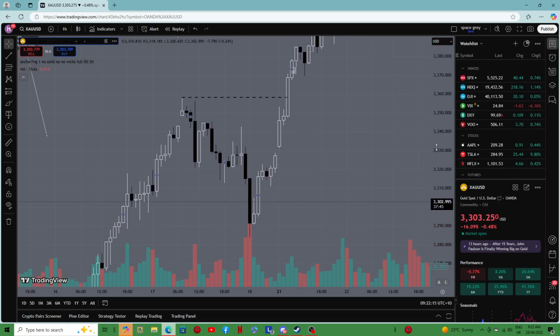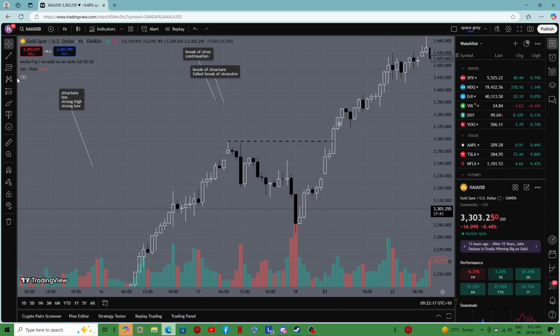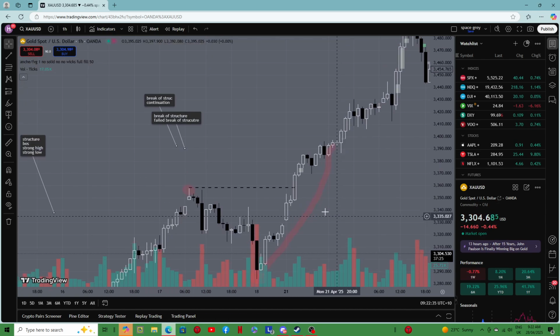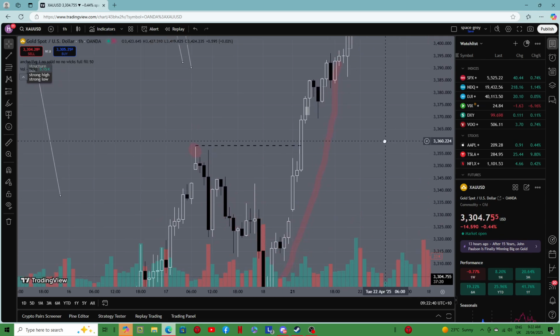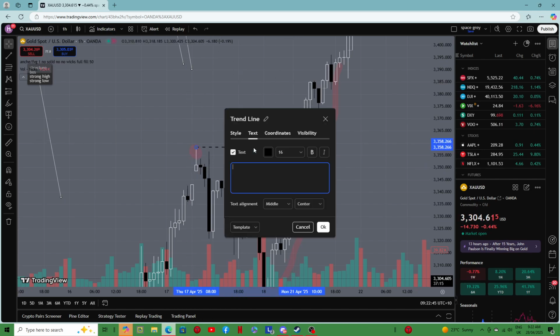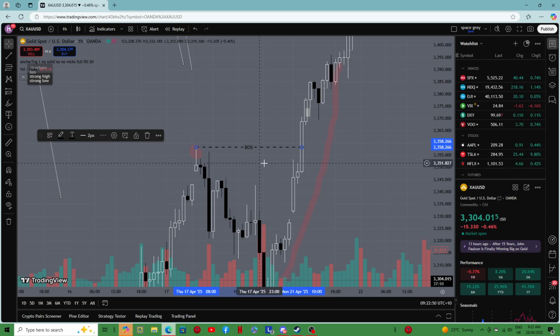Basically what break of structure is where price has made a higher high and then a higher low and then it's breaking up, so it goes up. So this continuation, break of structure, same thing. So now when we look at this, this is our break of structure here. So we can put a BOS, this stands for break of structure here.